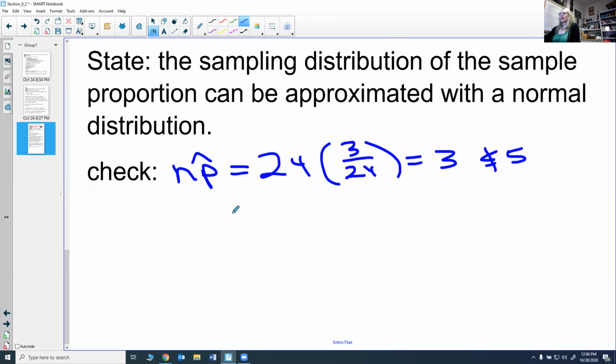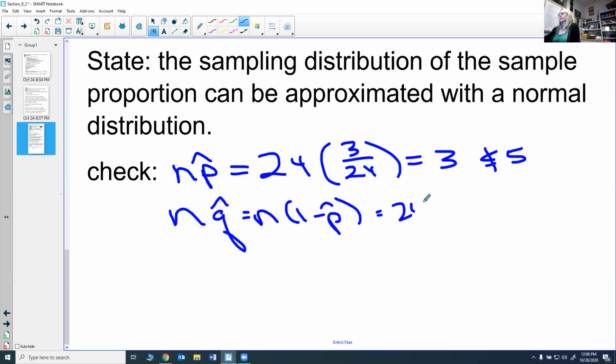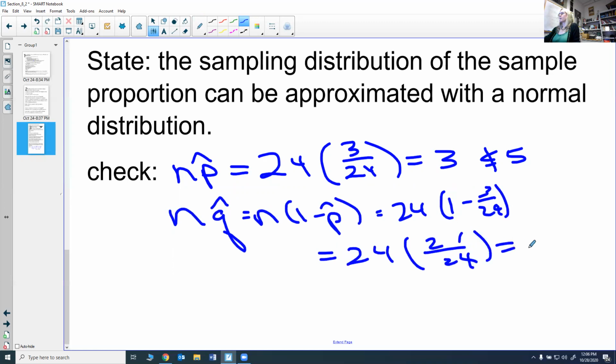We're also going to do n times q, but we don't have a q either because we don't have p. N times q is really n times 1 minus p hat. So we're going to use q hat and p hat again. So it's going to be 24 times 1 minus 3 24ths. And that would be 24 times 21 24ths, and that is 21. So that is bigger than or equal to 5. But unfortunately, the other one wasn't, so there was a problem. So these may not be valid.